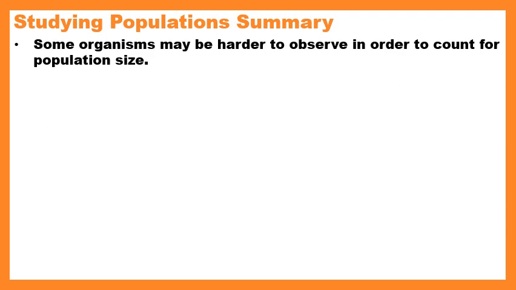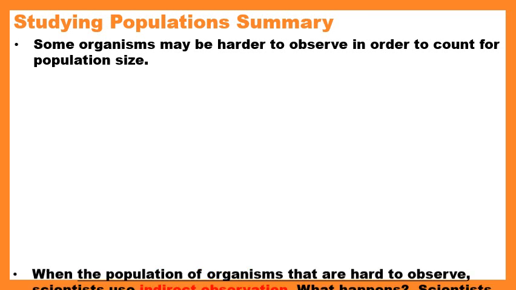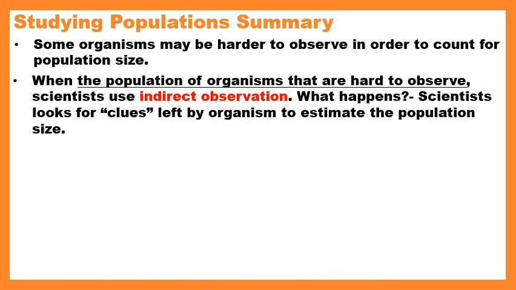Moving on, some organisms may be harder to observe in order to count for population size. When the population of organisms are hard to observe, scientists will use indirect observation. So what does that mean? What happens during indirect observation? Well, scientists will look for clues left by organisms to estimate population size.